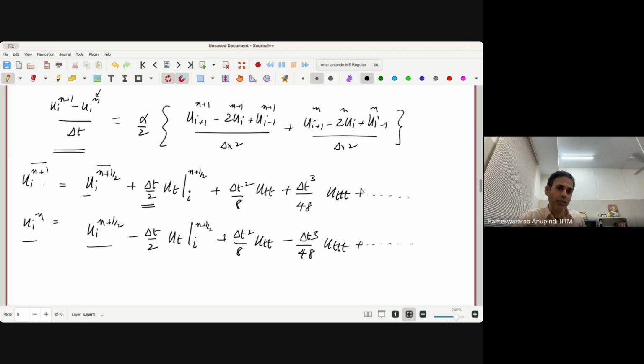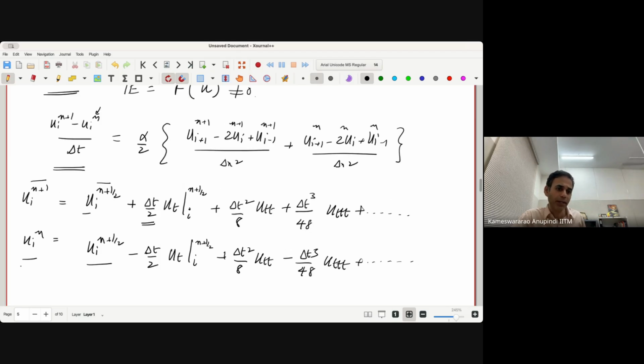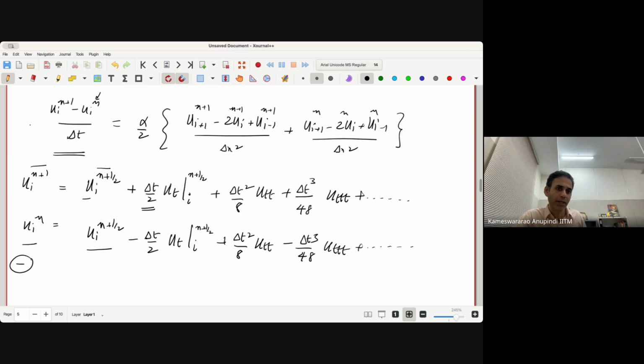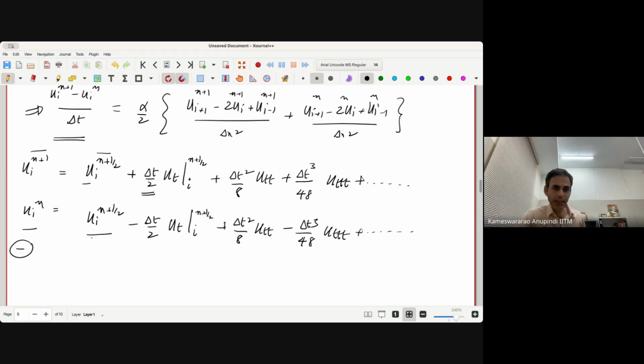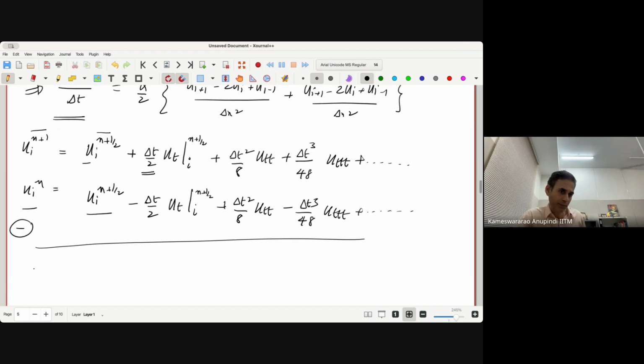That means if I'm going to subtract one equation from the other, because that is what I have on the left hand side, (u_i^{n+1} - u_i^n)/Δt, this is going to be u_i^{n+1} minus u_i^n equals, okay, let me write divided by Δt also. That is going to be subtract these two, second one from the first one, divided by Δt. So the first term is going to get cancelled because this is u_i^{n+1/2}, u_i^{n+1/2}. Second term is going to get added up.